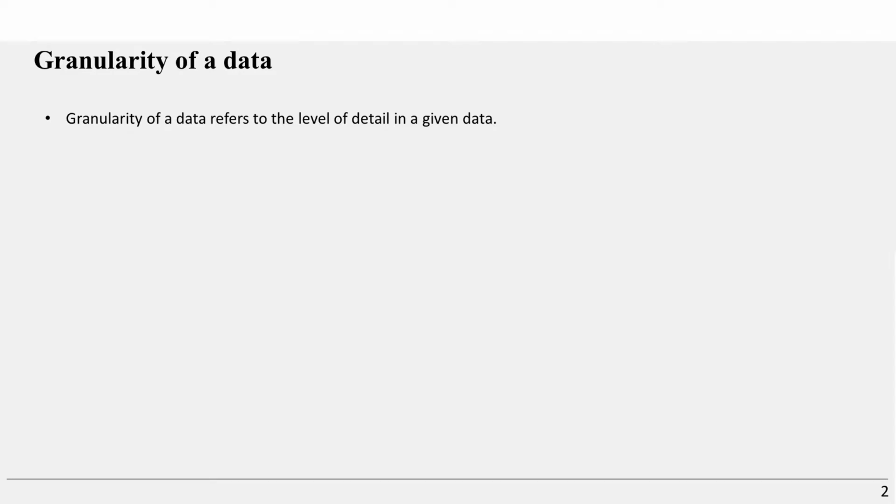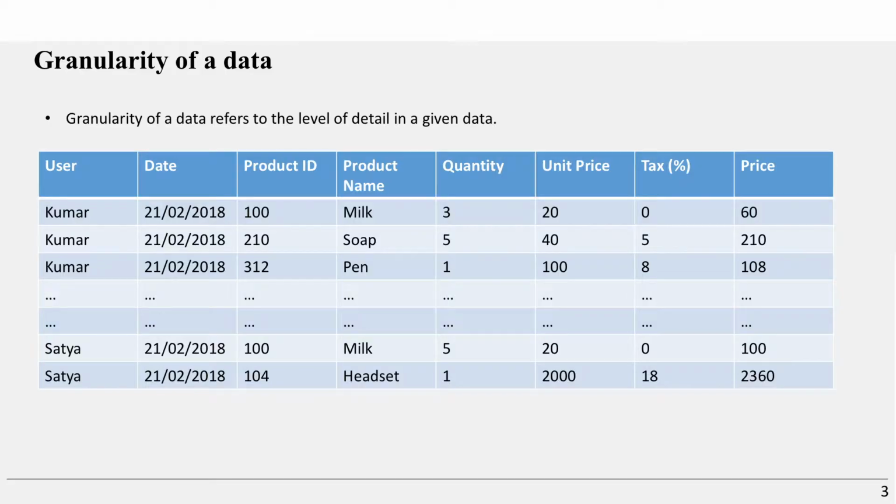Granularity of data refers to the level of detail in a given data. Let's understand this using data that is generated in a superstore. Whenever we purchase groceries or products in a supermarket, we get a computerized bill which contains price, quantity, tax, etc. for each item that we buy. This level of data is what will be stored in the centralized data warehouse as well.